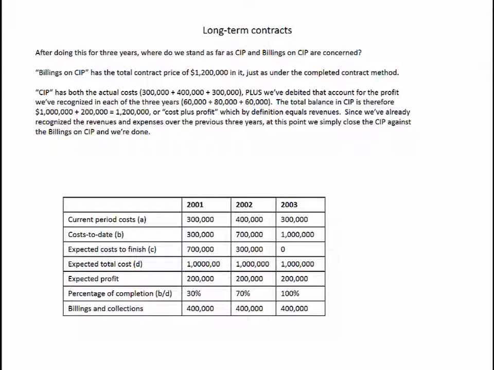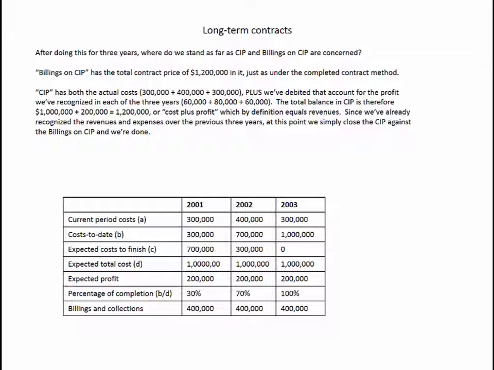Construction in process has both the actual cost, because every year as we spent money or incurred costs, we debited construction in process. 300,000 the first year, plus 400,000 the second year, plus 300,000 the third year, plus we've been debiting that account for the profit recognized in each of the 3 years. 60,000 the first year, 80,000 the second year, 60,000 the third year. So the total balance in construction in process is therefore 1 million, that's the total cost, plus 200,000, the profit we've recognized over the previous 3 years, equals 1.2 million, or essentially cost plus profit, which by definition equals revenues.